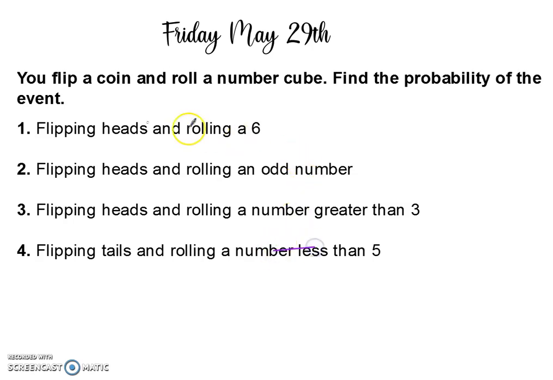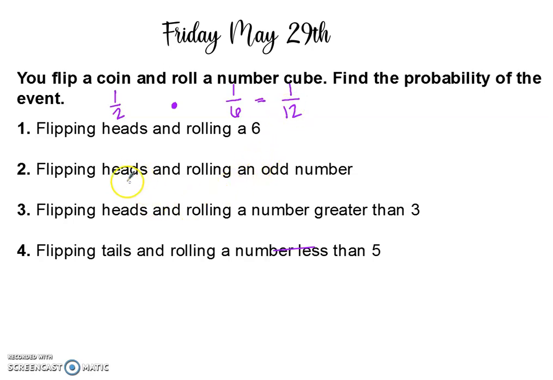So there are 2 sides to every coin, a heads and a tails. So the probability of flipping heads is 1 out of 2. The probability of rolling a 6, there's only 1 six on a number cube out of the 6 possible options. And to find the probability of doing both of these things, we're going to multiply straight across. 1 times 1 is 1, and 6 times 2 is 12.